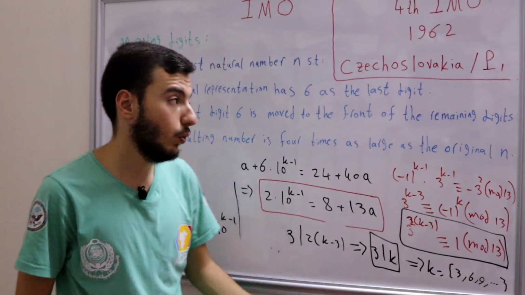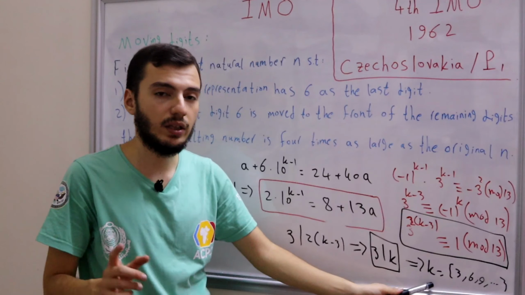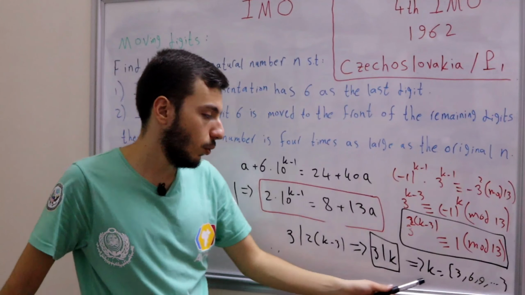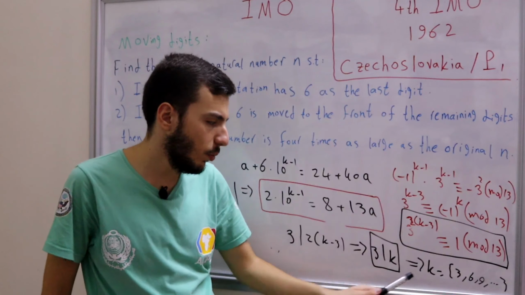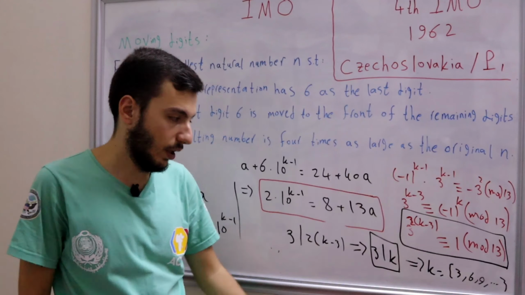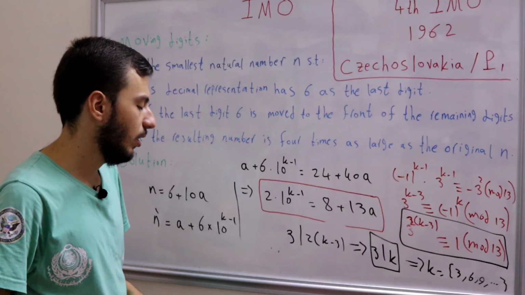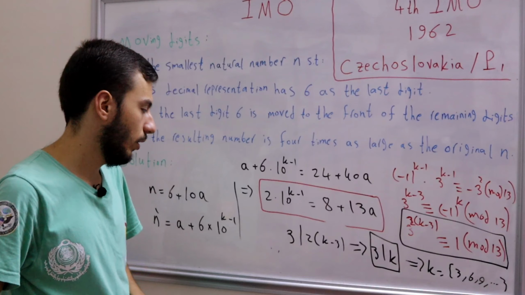But clearly we want to minimize k, to find the smallest natural number. Remember that k is just the length of number n. So we need to find, can we do it using just 3, k equals 3? Well, we'll try that. If we can't, we'll move to 6 and so on. So basically, let's try taking k equals 3.